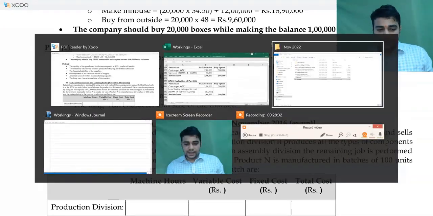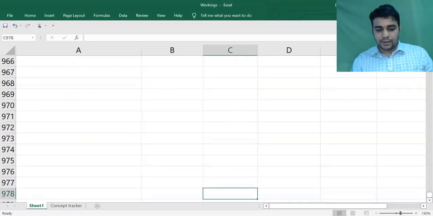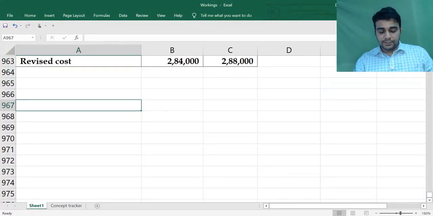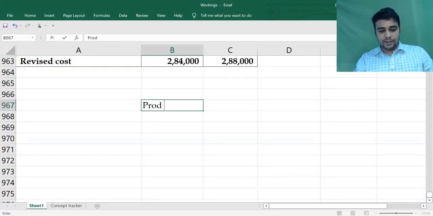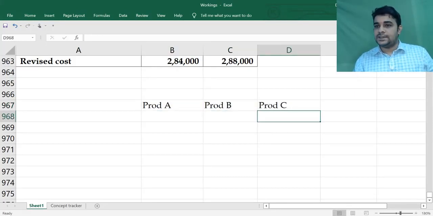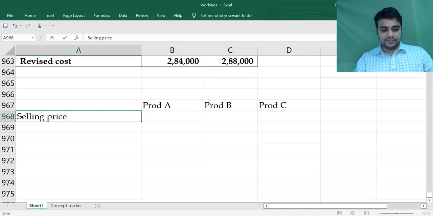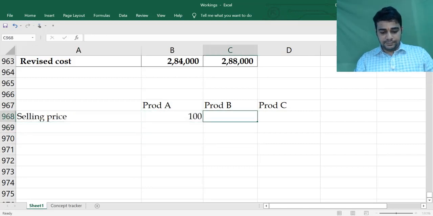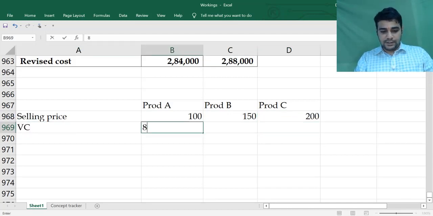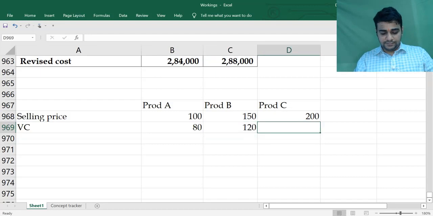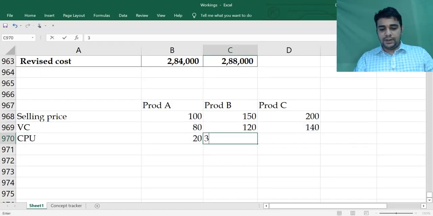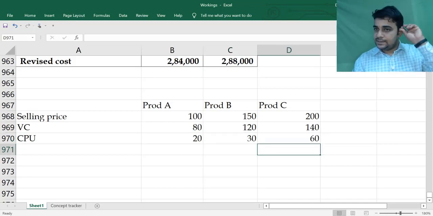Now let's first understand a concept. This is an extremely important concept. Students keep making mistakes irrespective of multiple times explaining it. Let's assume a company has product A, product B, product C. Selling price 100, 150, 200. Variable cost 80, 120, 140. Contribution per unit 20, 30, 60.